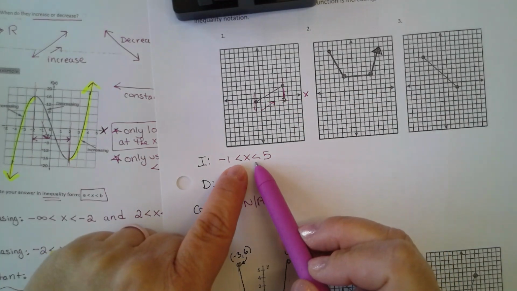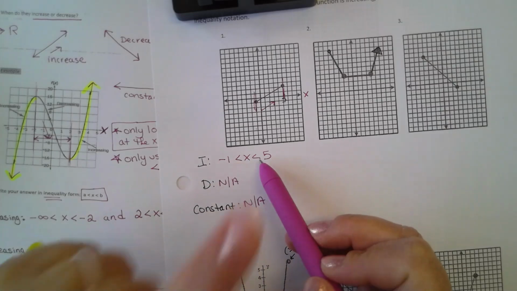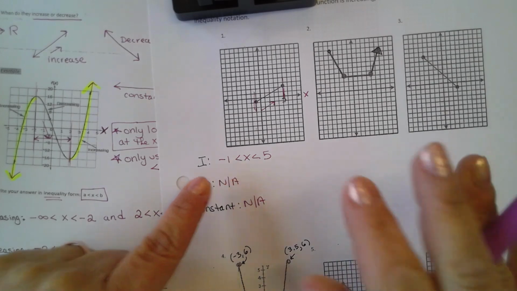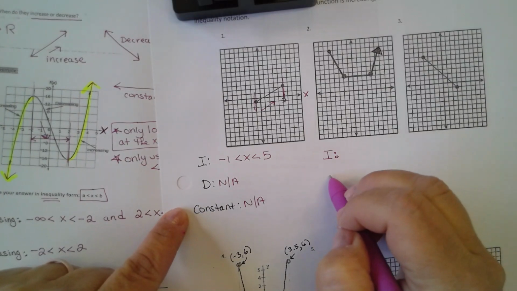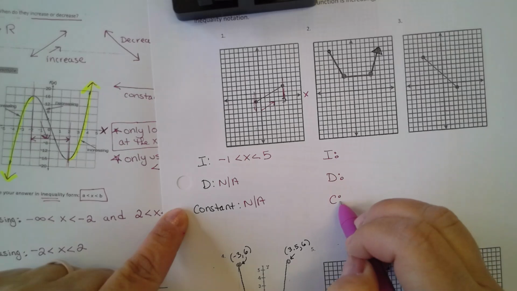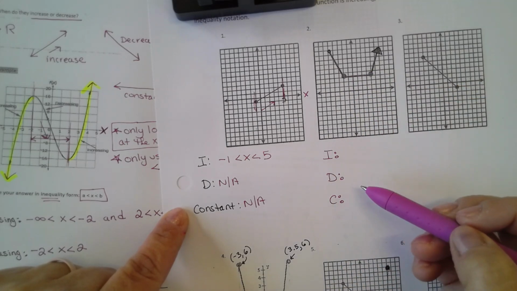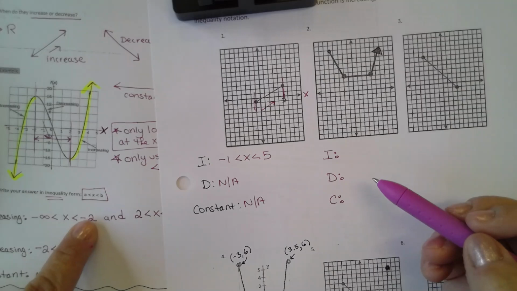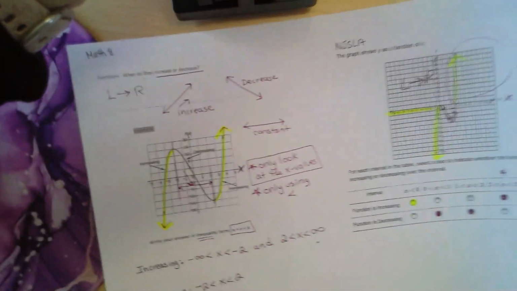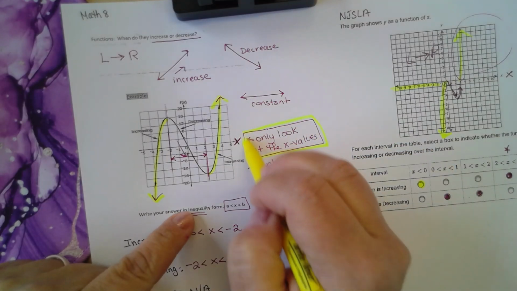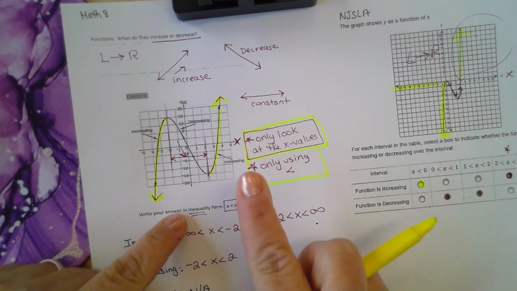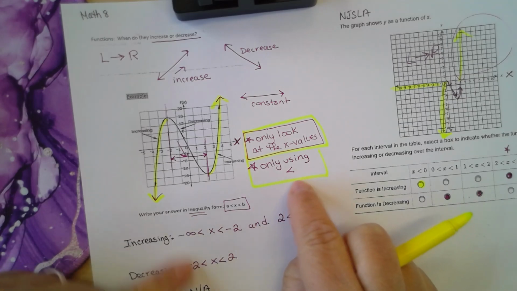Just a reminder, you're using less than symbols, not equal to. So please complete the front and the back. Make sure you list if it's increasing, decreasing, or constant. Some of them may have more than one, similar to your foldable. And I just want to stress to you, and by the way, feel free to watch this video again, but these are the main things you need to focus on. Only look at the x values and make sure you're only using less than symbols.